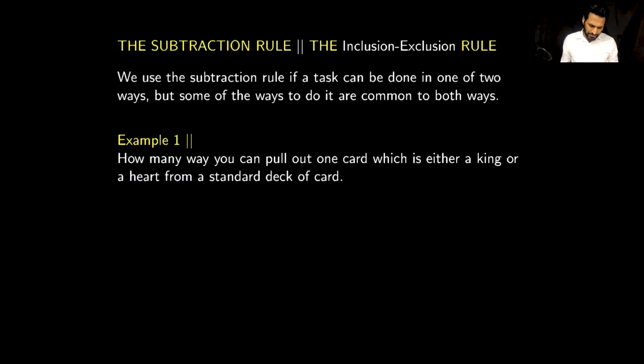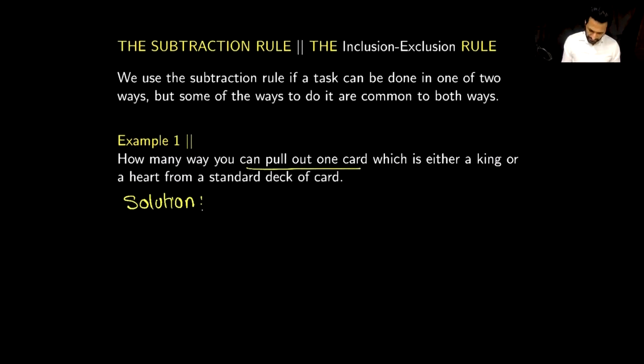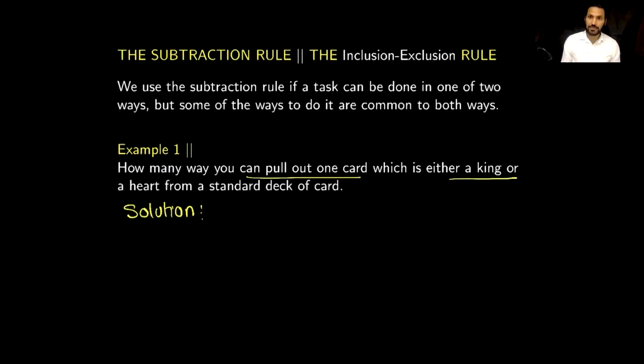Our first example is: how many ways can you pull out one card which is either a king or a heart from a standard deck of cards? To begin with the solution, first I will underline some keywords. As you can see, my first keyword is I have to pull one card. Either it can be a king, that is the second keyword, and the third keyword is it can be a heart. So these are the few keywords of this problem.